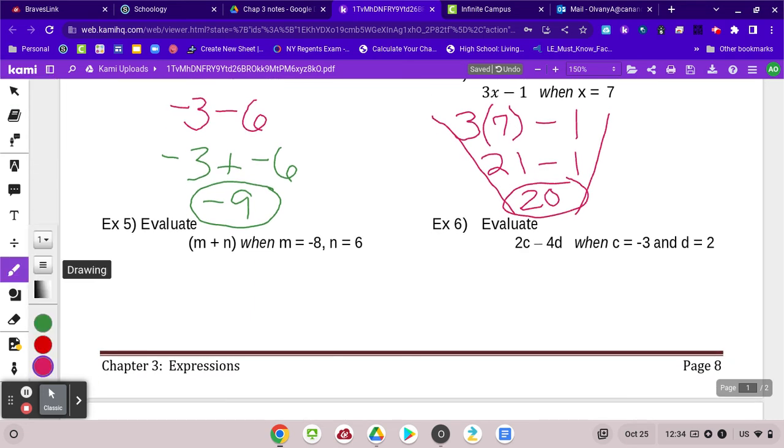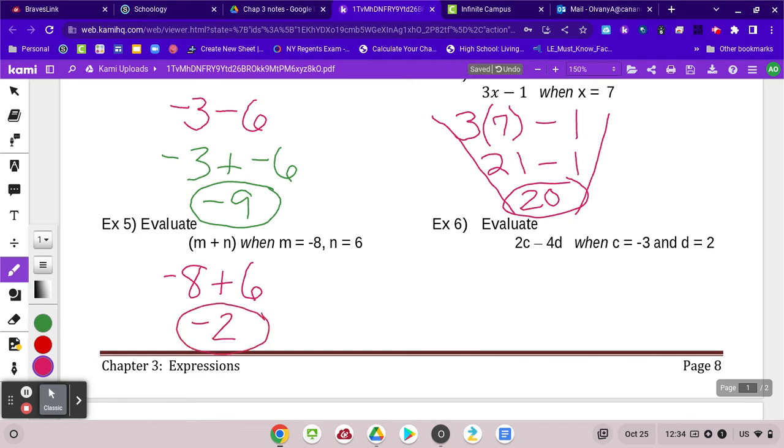Example 5, m plus n. There's parentheses there, but there's just that one expression. So we don't have to worry what we do first because we know it's going to be negative 8 plus 6. If these signs were the same, we would add, but they're different signs. So we're going to subtract and keep the sign of the number with more.